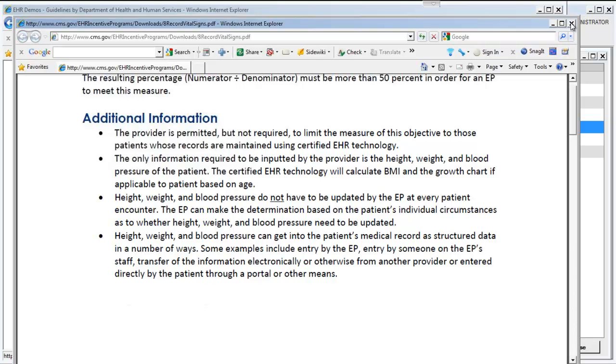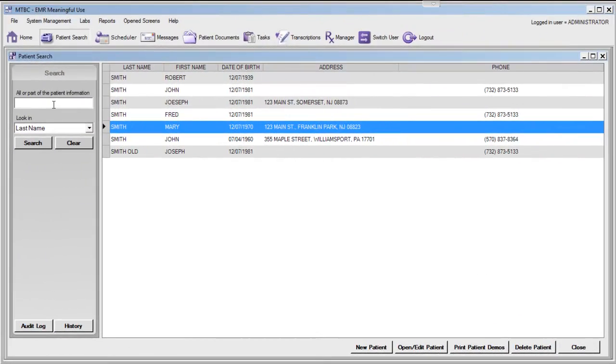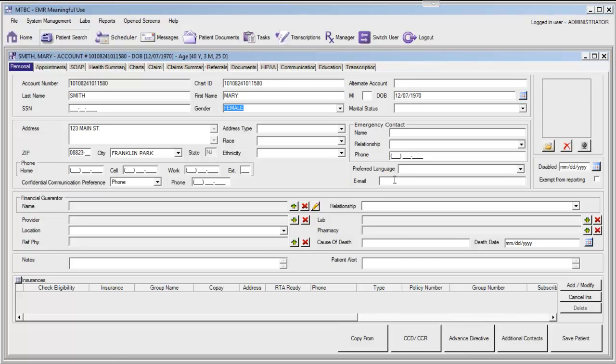Let's go ahead and take a look at how this measure is achieved through the MTBC EMR. To open up a patient's chart from the MTBC EMR, use the patient search to find your patient. Let's go ahead and open up the account for Mary Smith. When we open up the account for Mary Smith, we'll be on the Demographics tab. Let's go ahead and click into the Charts tab to get to the clinical documentation.